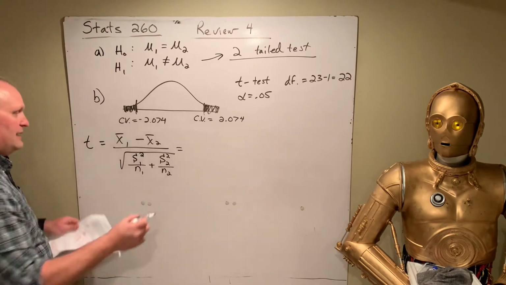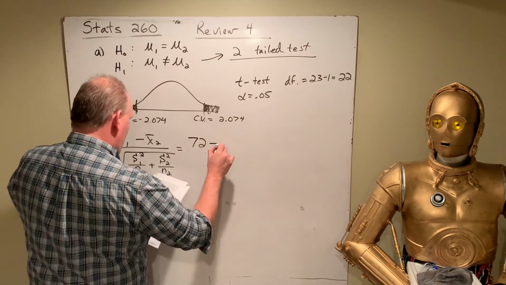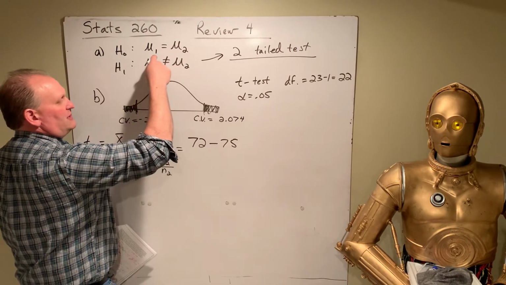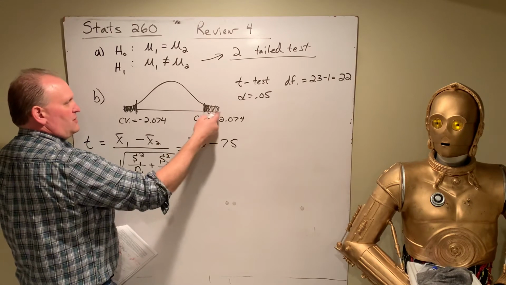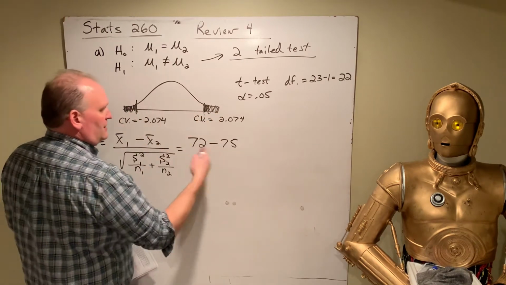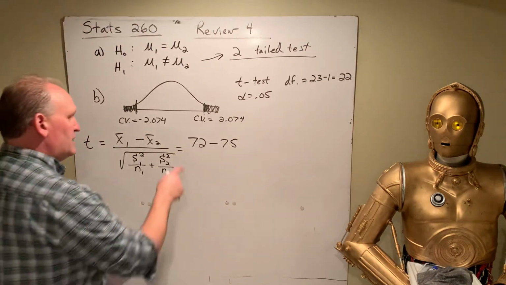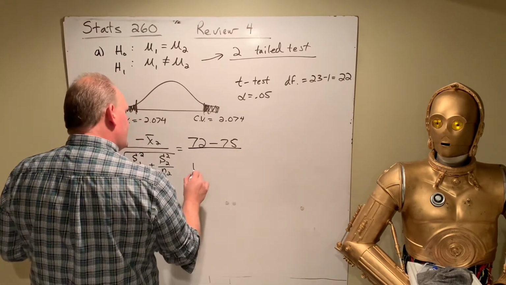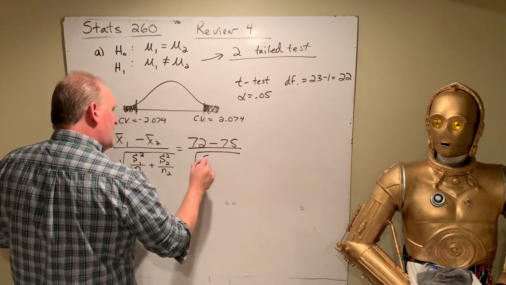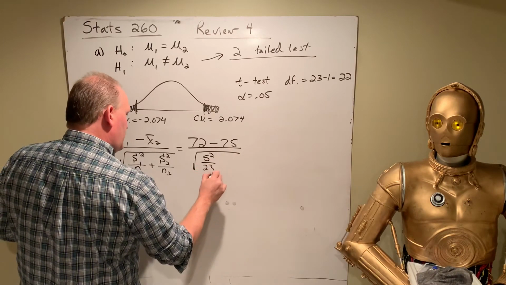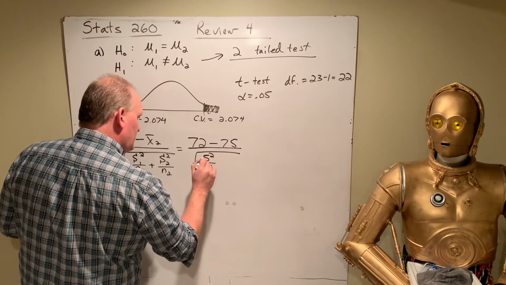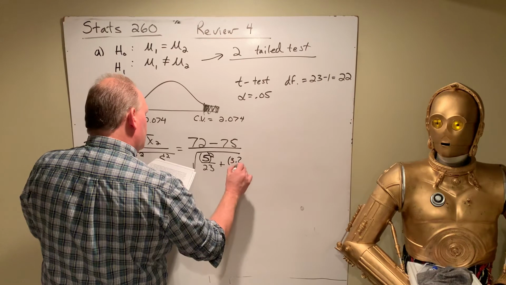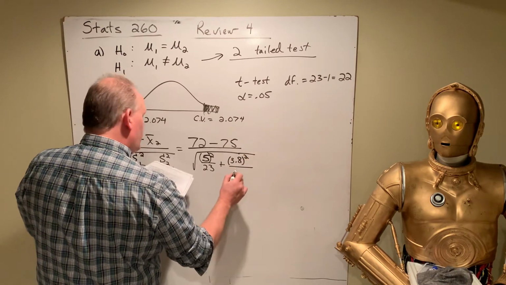So what that looks like in numbers is 72 minus 75. Now it's a two-tailed test, so it doesn't matter if you put the 75 first minus the 72, because then you'll just either go into this one or go into that one. So it doesn't matter which one is first and second. I'm going to leave it like this. I put it as the first one was the first one that I read. All right. And so now we got 5 squared over 23. That's a 5, not an S anymore. That's a 5. And then plus 3.8 squared over 36.